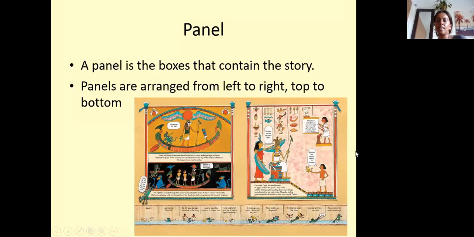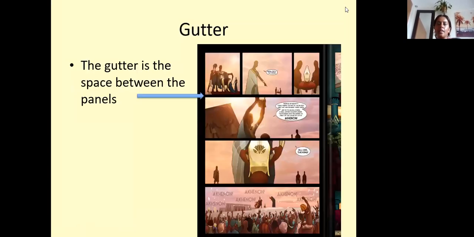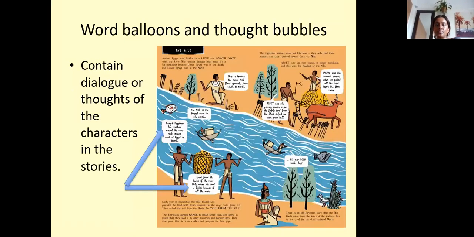A panel is the box that contains the story. Panels are arranged from left to right, top to bottom. A gutter is where there is space between the panels. We call that a gutter. So that gives us a space to break up the story and the picture. Word balloons and thought bubbles contain the dialogue or thoughts, so what the person is saying or the thoughts of the character in the story. That's what the word balloons and thought bubbles do.